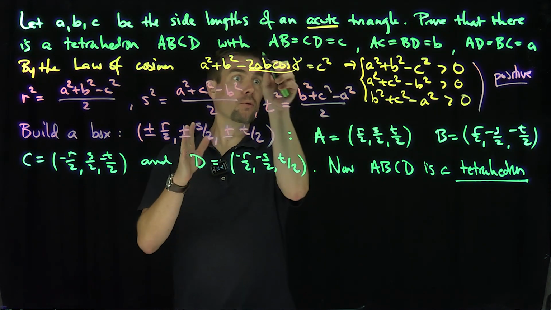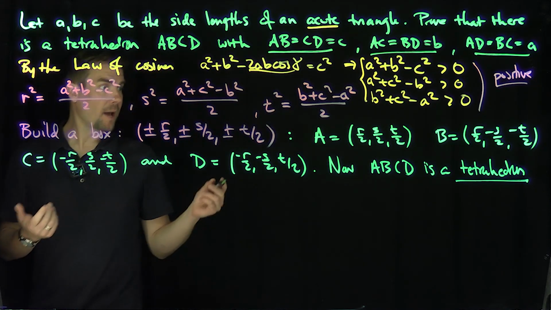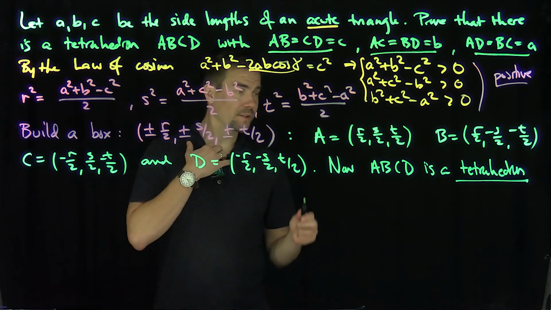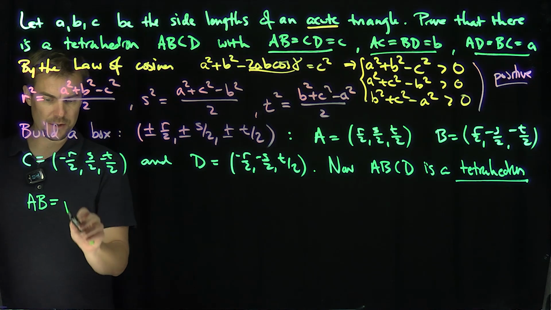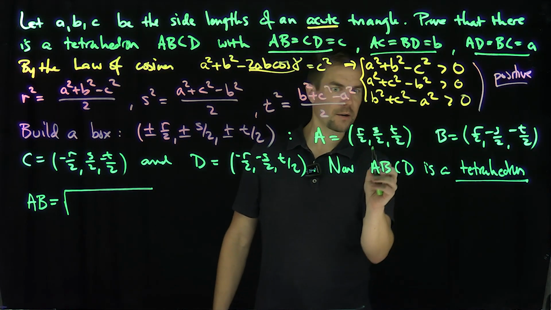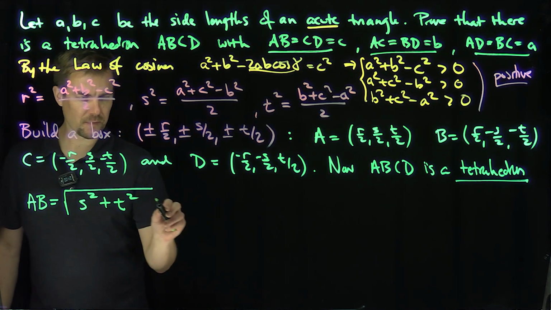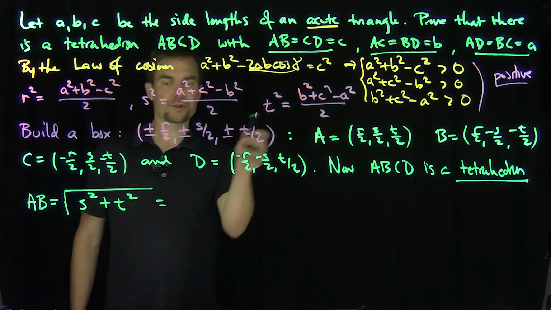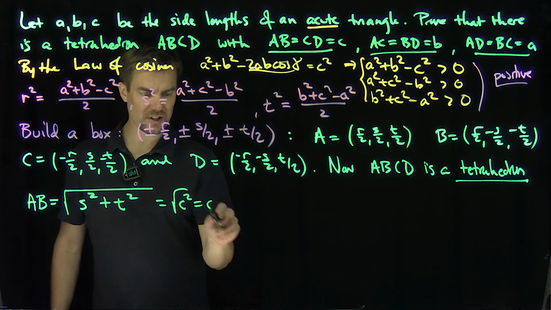Now I need to prove these relationships over here. So let's do it. How do I compute AB, for example? AB is going to be the square root of... what's going to happen over here? The r is going to cancel out. I'm going to have an s squared plus t squared. And what's s squared plus t squared? It's just going to be c squared, so this is the square root of c squared, which is just c.